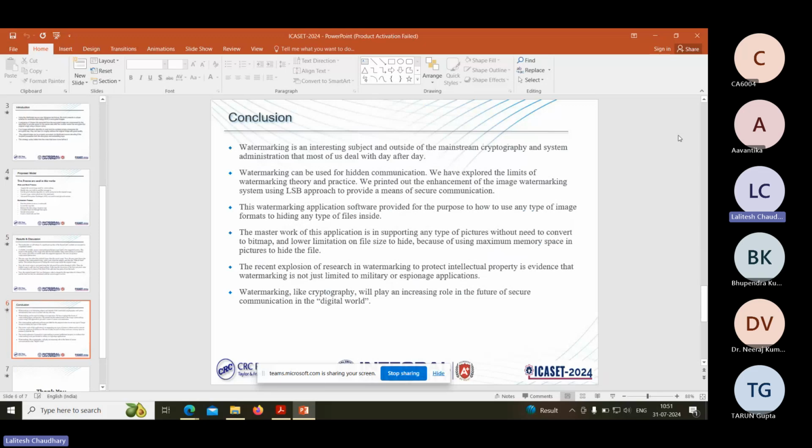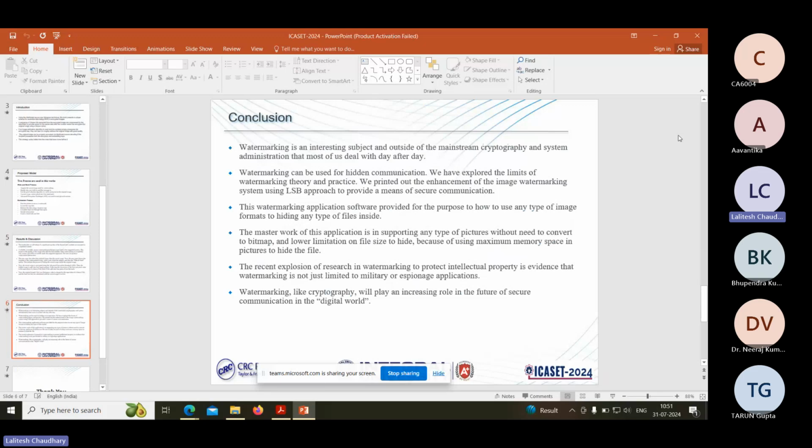This watermarking application software shows how to use any type of image format to hide any type of file inside. The master work of this application is in supporting any type of picture without the need to convert to a bitmap, and it lowers limitations of file size to hide because it uses the maximum memory space in the picture to hide the file.